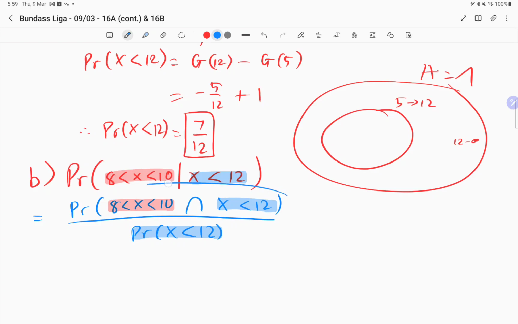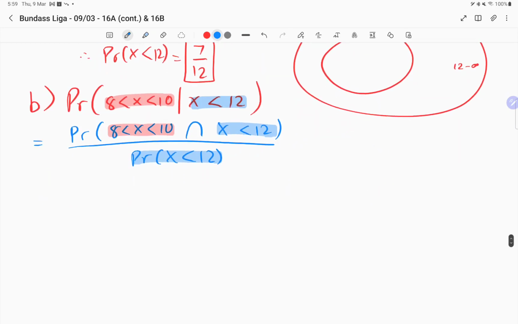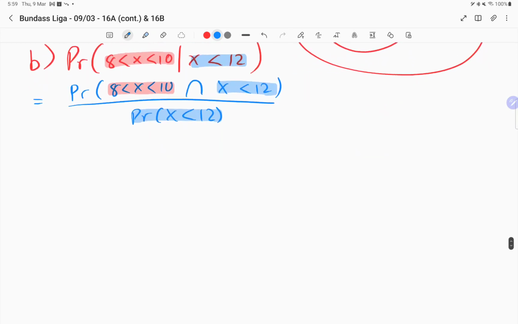How do we resolve this condition on the top here? How do we resolve that? What's the technique? I mean, we have the 7 over 12, so... Well, not yet. Don't look at that one yet. Just resolve this one here. How do we find 8 to 10, right? So 8 to 10 and less than 12.